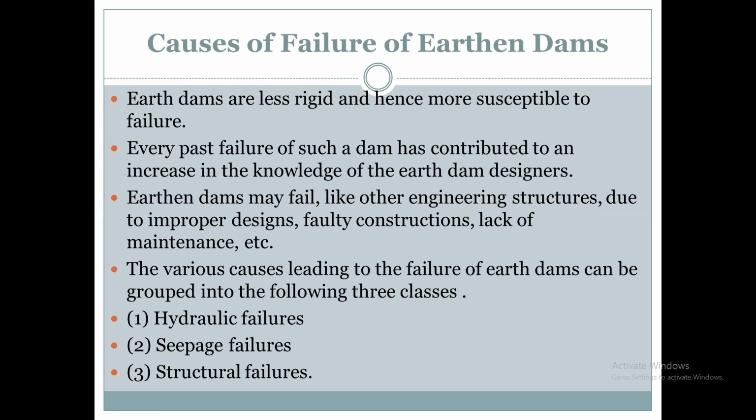The gravity dam is more rigid because we use concrete for its construction. It makes the whole structure rigid, but earthen dams are less rigid and susceptible to failure. They can withstand only small loadings or small water pressure. So they are constructed for low height.